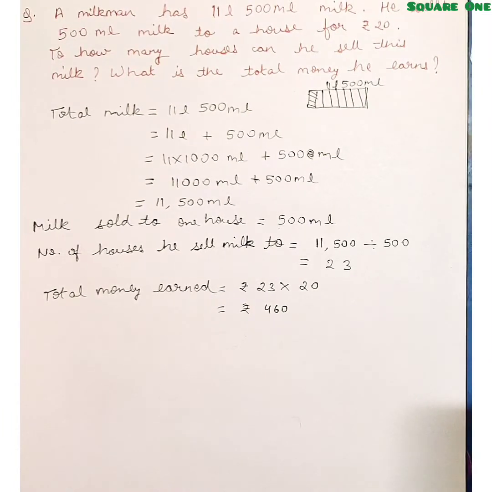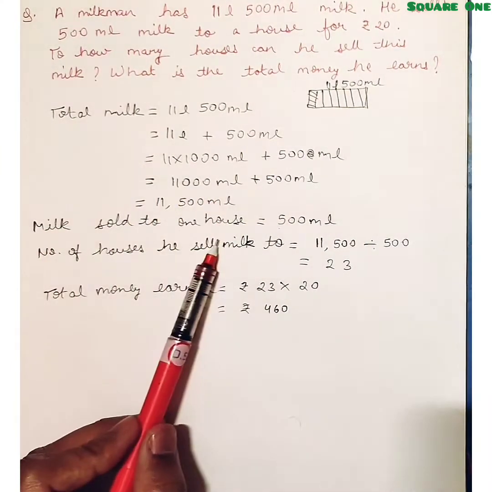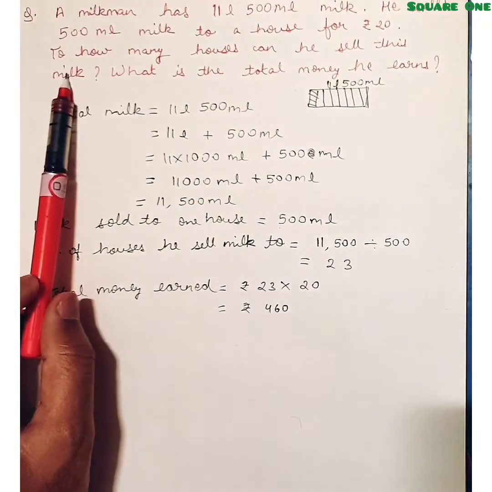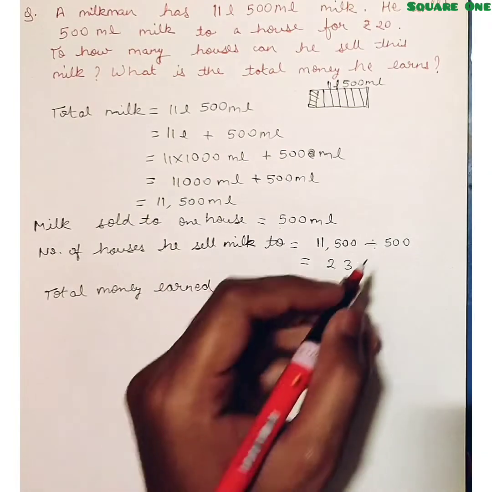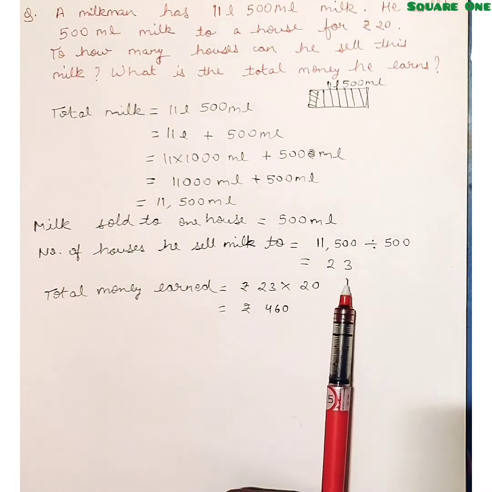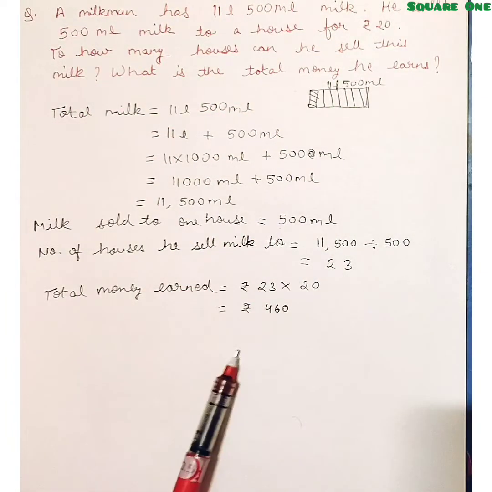Whenever you are solving a word problem, first write down whatever is given to you, then move on to whatever is asked from you. So here I was given the total milk he has, so I wrote down the total milk, converted it into milliliters, so I can easily compare this whole milk with the 500 milliliters that he sells to one house. Then I calculated the number of houses he sells milk to by dividing 11,500 with 500. Once I found out the number of houses, I multiplied it with the money he earns from one house. This is how I calculated the total money earned.